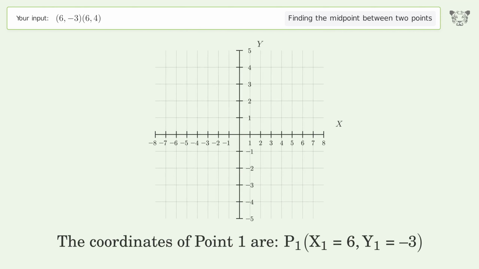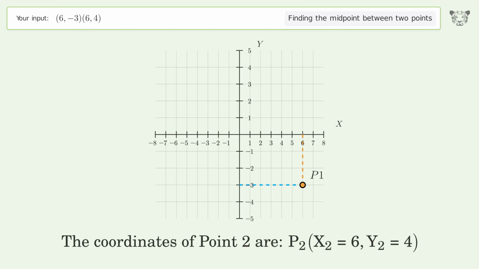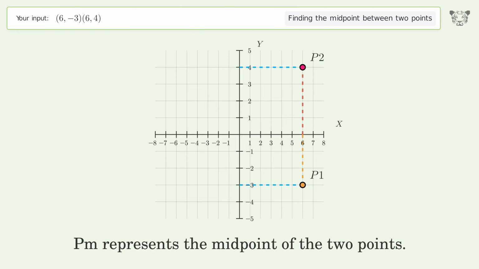The coordinates of point 1 are x1 equals 6, y1 equals -3. The coordinates of point 2 are x2 equals 6, y2 equals 4. PM represents the midpoint of the 2 points.